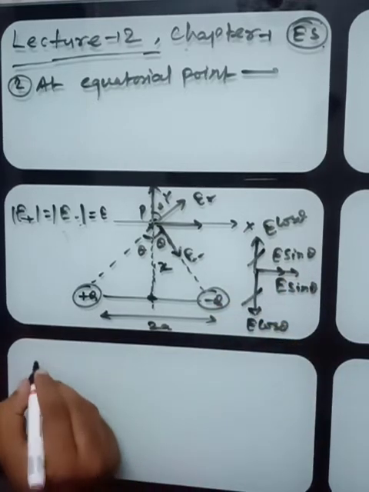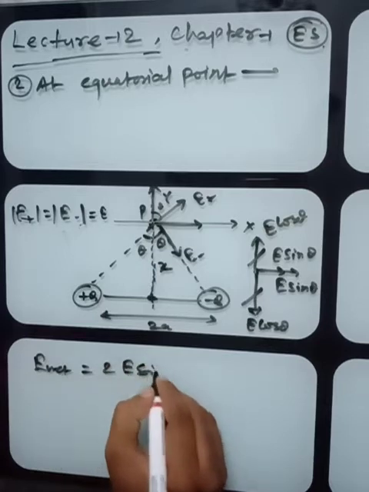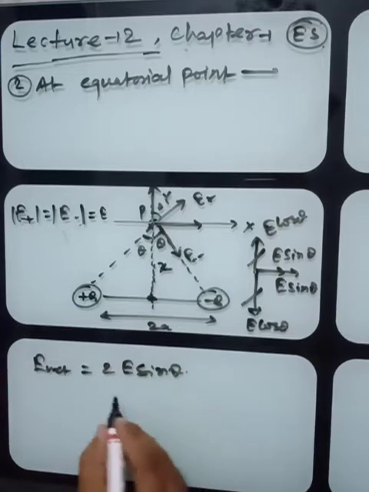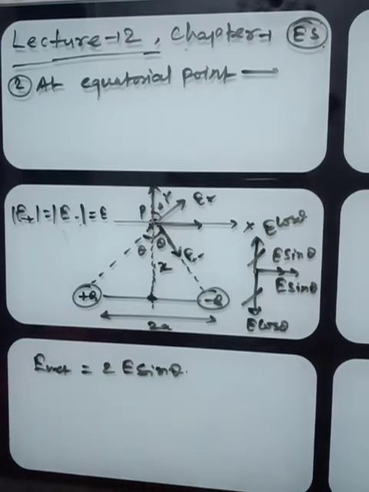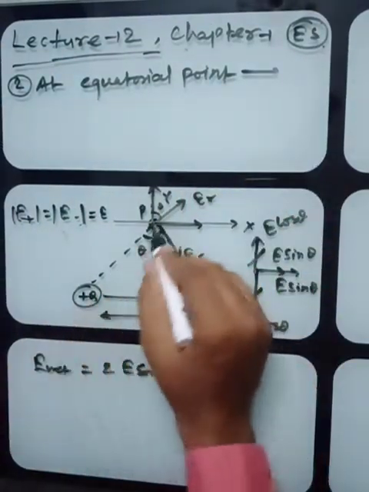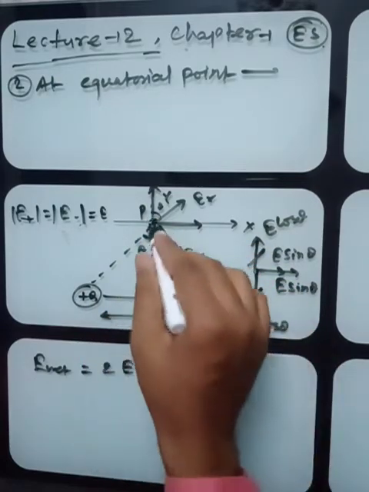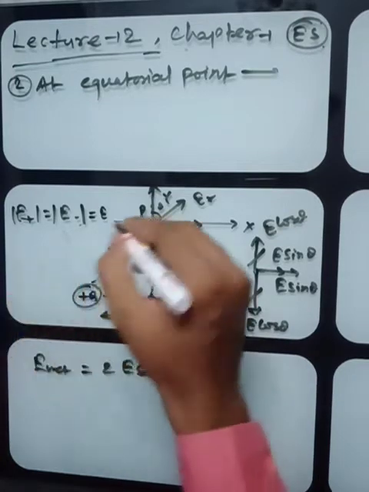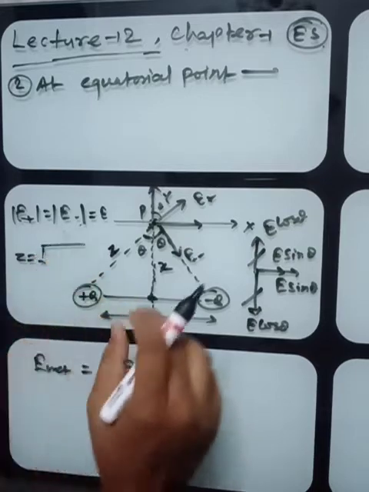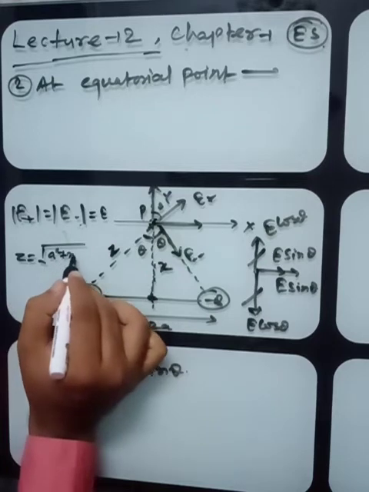So we'll have the net electric field, E net. How much will it be? It is twice E sin theta. Now we'll find the value of this. Here we are finding the distance from the positive charge to point P, which is the same as the distance from the negative charge to point P. Let this distance be Z. Now how much will this Z be? Z is root under a square plus x square.